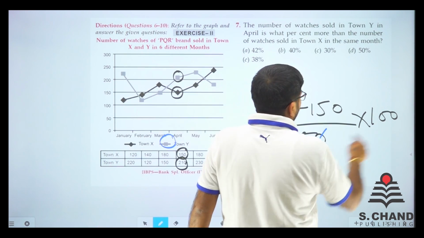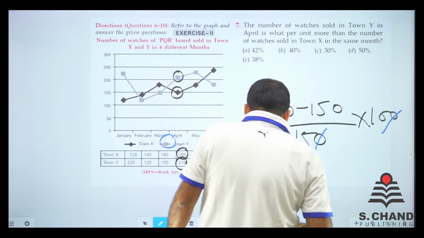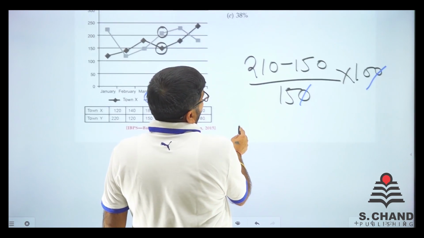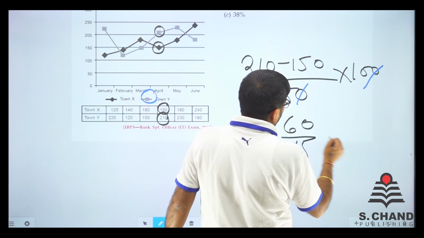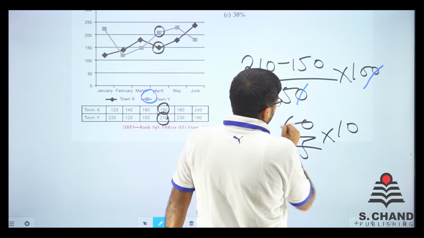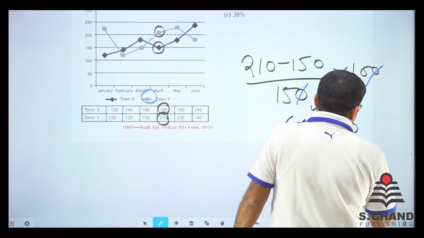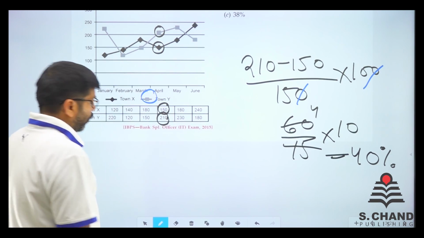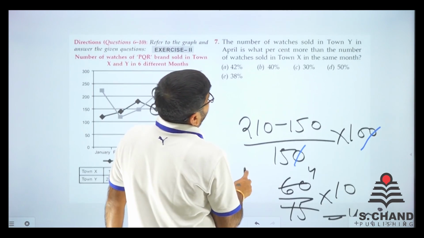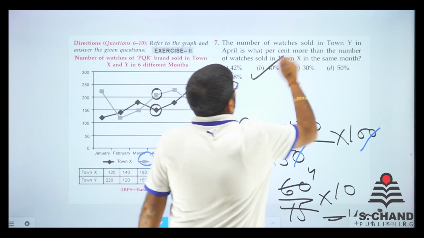So we get the 0 cancelled here. 210 minus 150 is just 60. So 60 by 15 into 10, so it is like 4, that is 40%. So it is just 40% more. So the answer is 40%. Is there any option like 40%? Yes, we do have option number B.